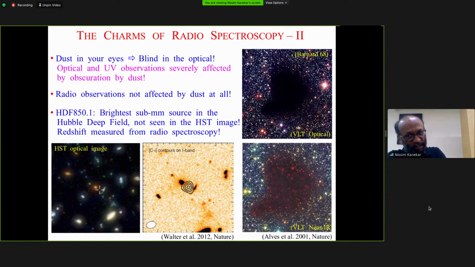So the only reason that you see these stars is that there's not much dust between us and those stars, while this region has lots of dust.